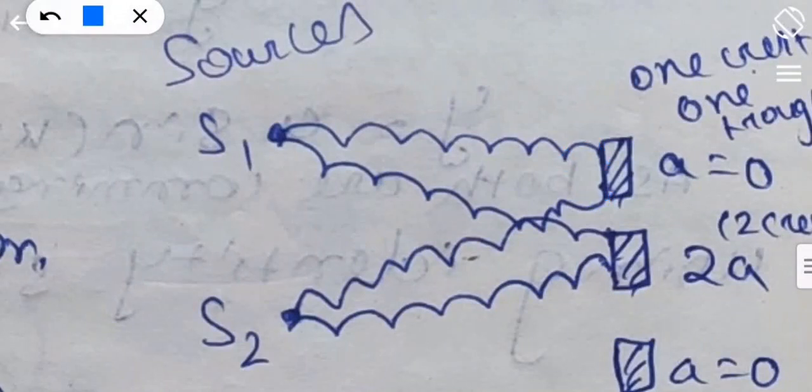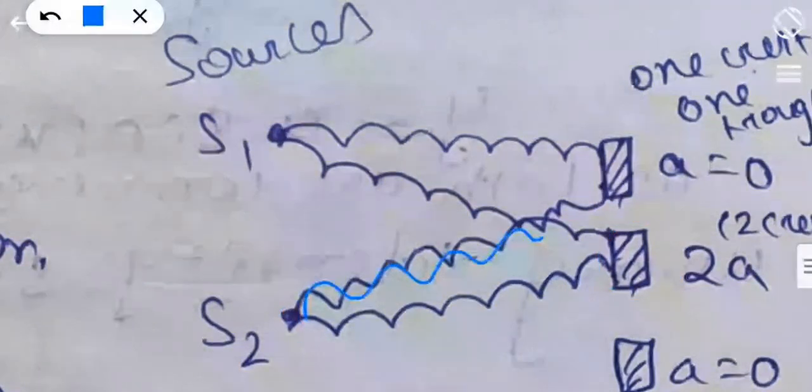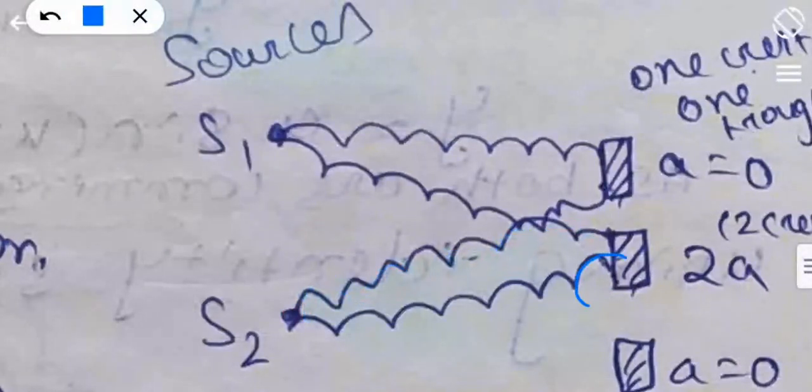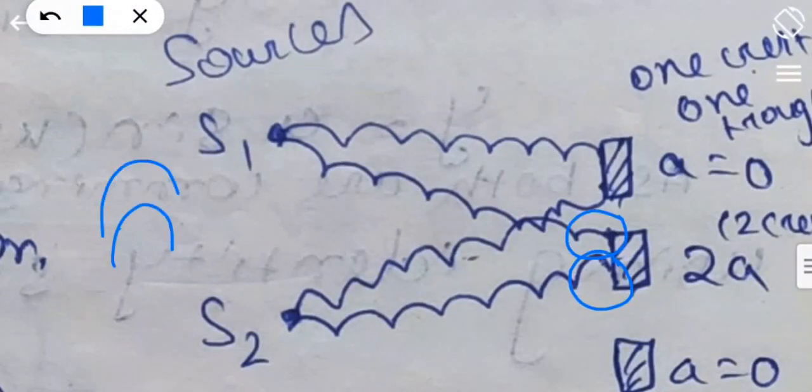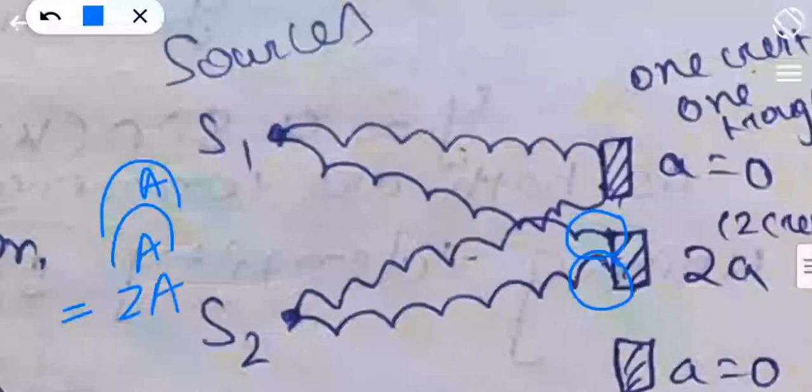Next, for example, this particle is here, and from another source the waves are coming like this, and here you can observe near the particle two crests are being reached. You can see this is a crest, this is also a crest. So crest plus crest, what is that? a plus a, the result is 2a.